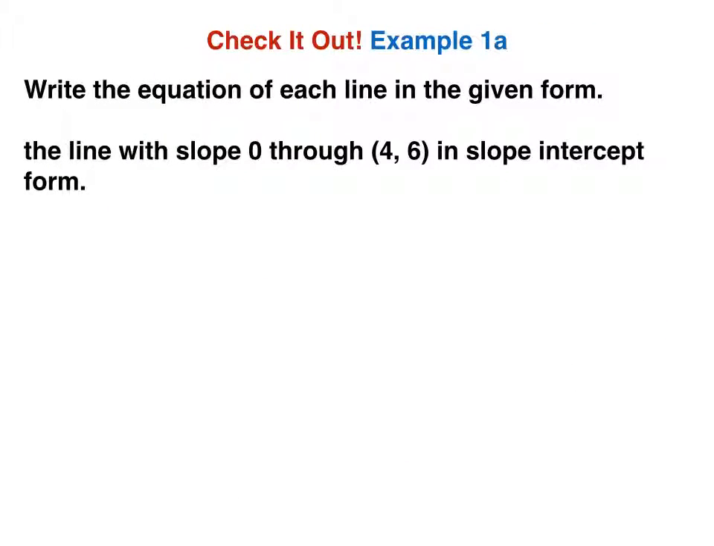Now you check it out. See if you can do this on your own. Write the equation of each line in the given form. Write the equation of the line with slope 0 through 4, 6 in slope-intercept form. Go ahead and pause the video now.